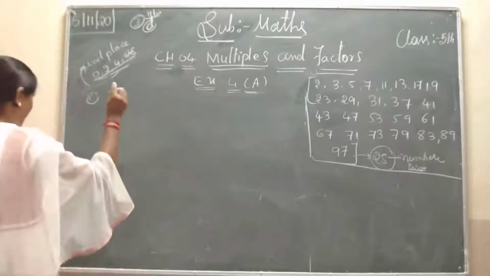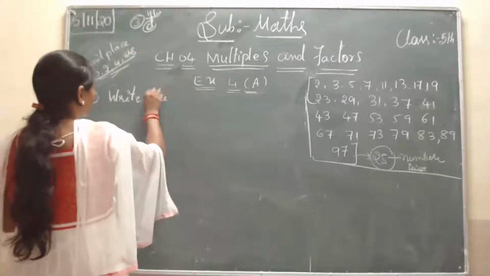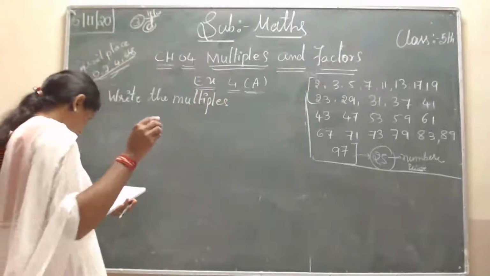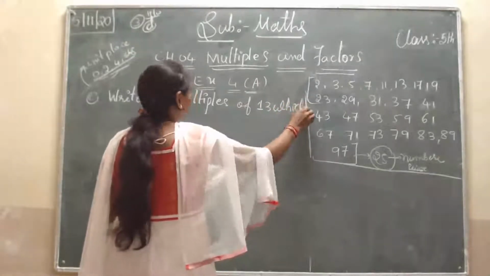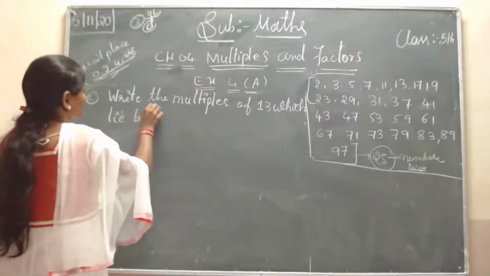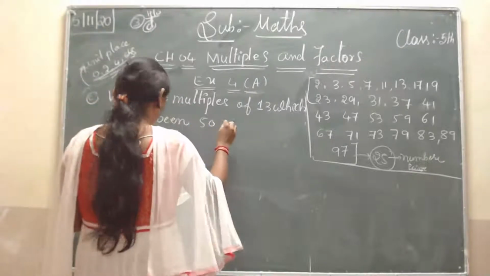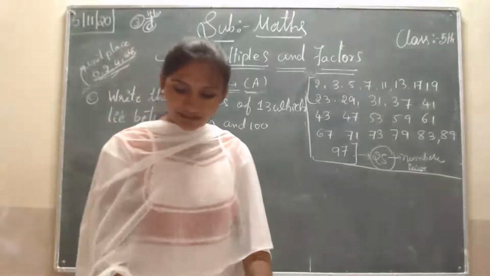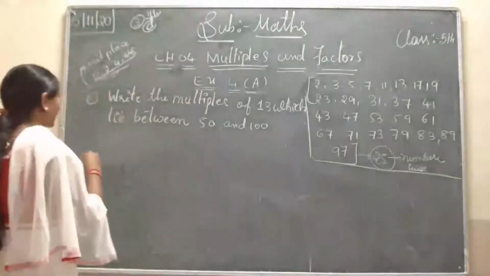Students, there is an interesting question in the third one. Write the multiples of 13 which lie between 50 and 100. Students, this is a somewhat different question. This is a very interesting question. So first you have to write the solution.